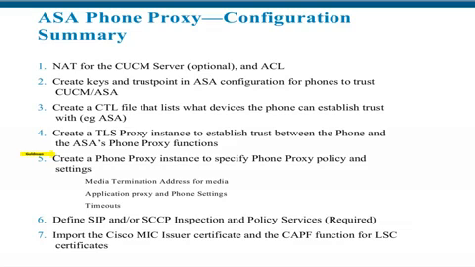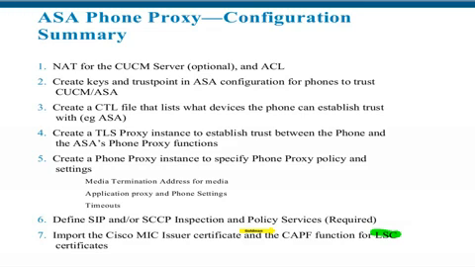Step 4 and 5, you must create 2 instances. Step 4, the TLS proxy instance is used to establish trust between the phone and the ASA phone proxy function. And step 5, create a phone proxy instance to specify phone proxy policy and settings. Step 6, define the policy to enable phone proxy for SIP and skinny inspection. And step 7, depending on your deployment, you must import some certs from the call manager to the ASA. And if the outside phone is using the LSC cert, you must import the CAPF cert from the CM to the ASA. One moment please, let me highlight.